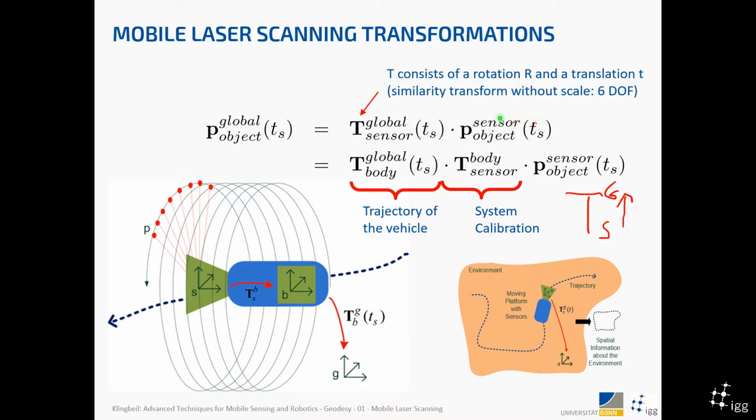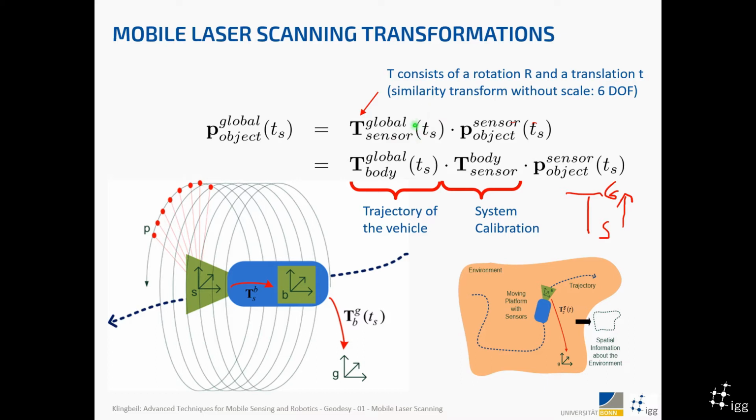So again, what our sensor gives us is the coordinate of an object point in the sensor system. We will transform it to the global system, and what we have then is the point of the object in the global system. So this is the whole idea and everything that we need to do, and it's actually very complicated, as you will see. Not complicated, but there are many things within that term here.